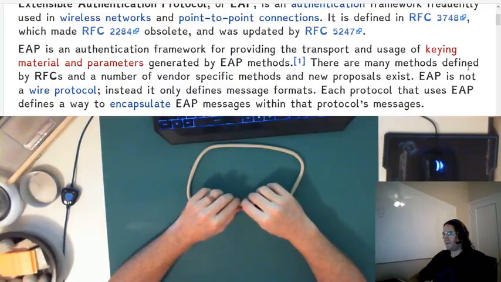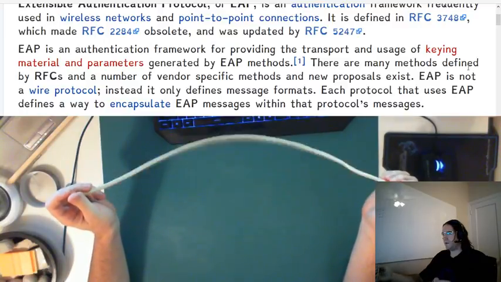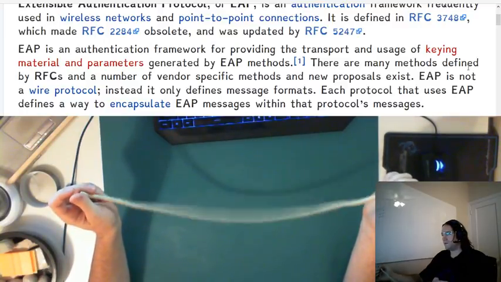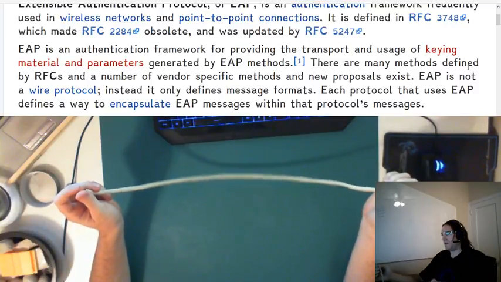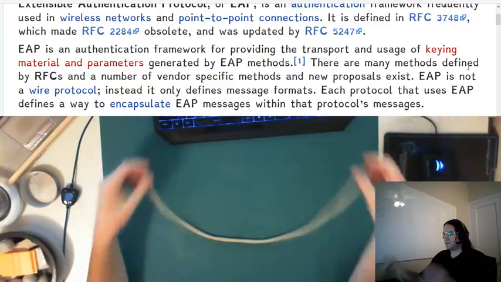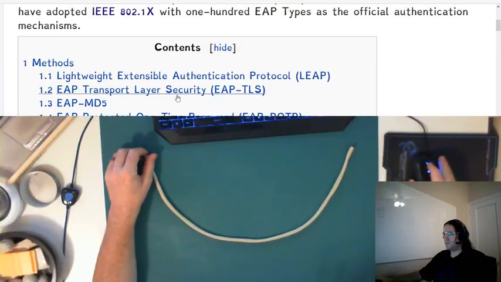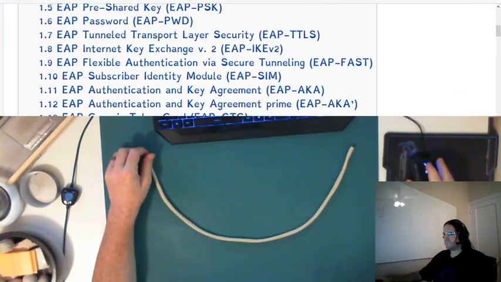EAP is in wide use. For example, in 802.11, WPA and WPA2 standards have adopted IEEE 802.1X with 100 EAP types as official authentication mechanisms. There's 100 EAP types? Wow. Alright, well. Right now there's 14. Okay.